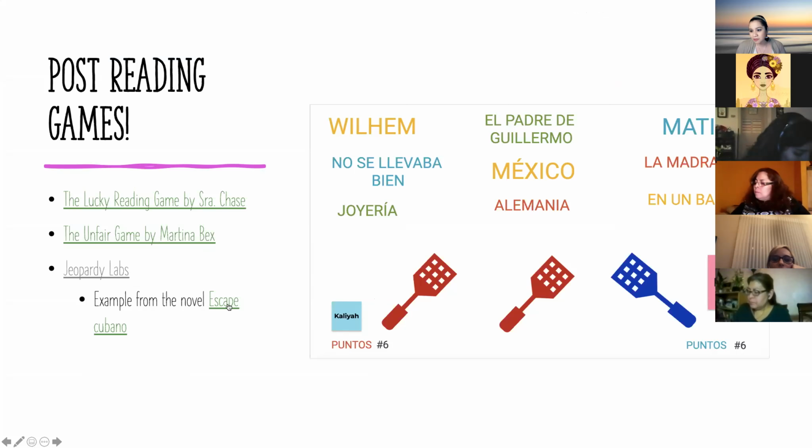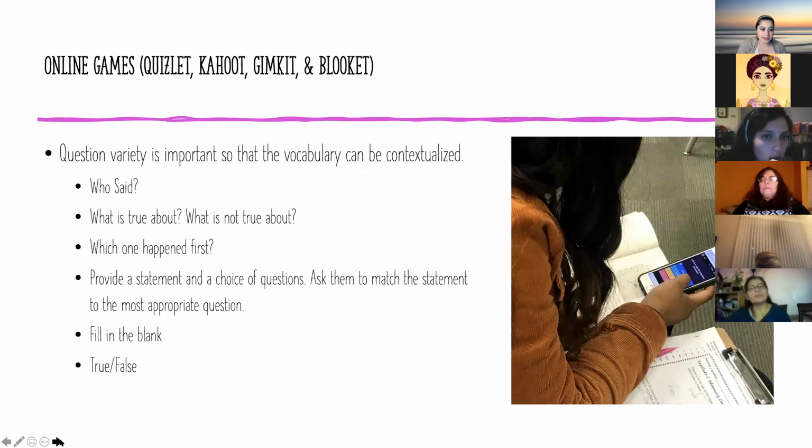And then I have an example from the novel Escape Cubano. So if you're reading Escape Cubano, you can click here and you can grab my Jeopardy Lab that I made for that novel that year. And then also I played Fly Swatter. I have a little Jamboard game that I made where the students have to play Fly Swatter. In this particular one, I had 3 of them. I don't know, maybe she made a duplicate, but there should only be 2 of them. And then I say something, I make a statement, I describe somebody, and they play Fly Swatter like they would play in the regular classroom, and they write how many points they have and all of that. So that's another activity they can do.